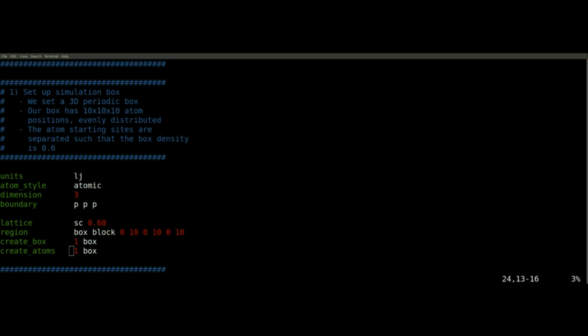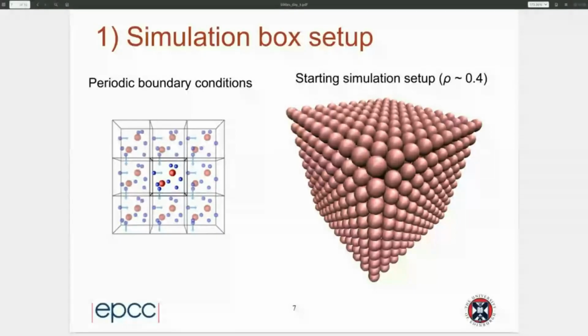What we end up with is something that looks a bit like the picture to the left. The picture to the left is a cube of 10 by 10 by 10. You'll notice that there's 10 particles that way, 10 particles that way, 10 particles that way. So it's 1,000 particles. They're all evenly spaced. And here I've reduced the volume of the spheres such that the total density is 0.4.